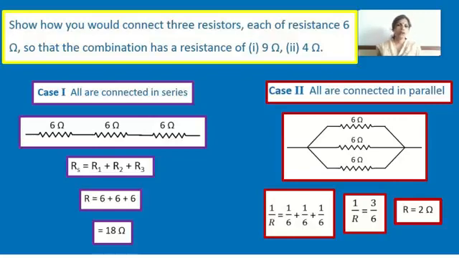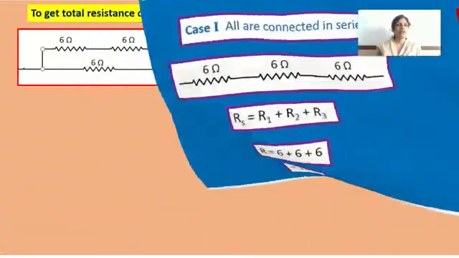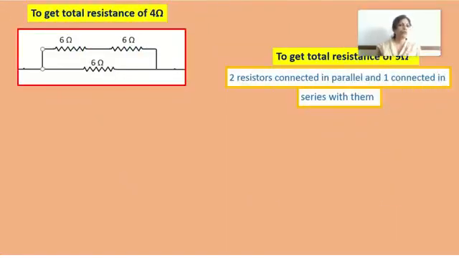So now what you have to do? You have to think to connect the resistors in combination. Now how will you do that? Suppose to get the resistance of 4 ohm, I connect 2 resistors in series, and to that series combination, if I connect one in parallel, am I getting the desired output?